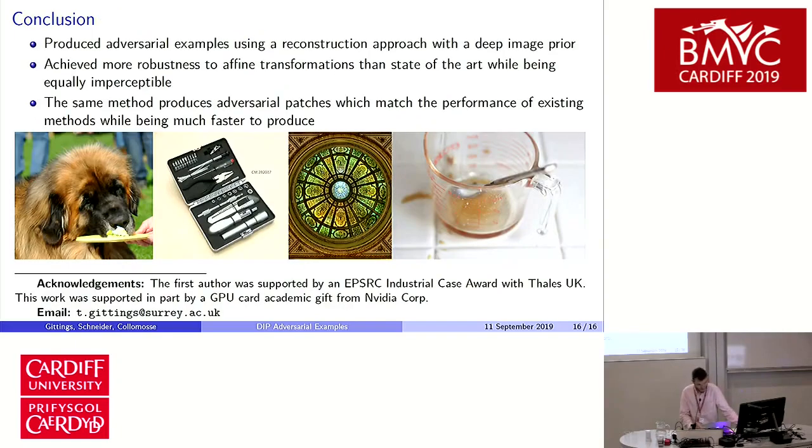So to conclude, we produced adversarial examples using a reconstruction approach and a deep image prior, which achieved better robustness to the affine transformations than state-of-the-art methods, while being equally imperceptible, and we could apply the same method to produce adversarial patches that match the performance of the current method, Brown et al., while being much faster to produce. So I've left you with a few examples of the output of our method there. My email's at the bottom. Does anyone have any questions?